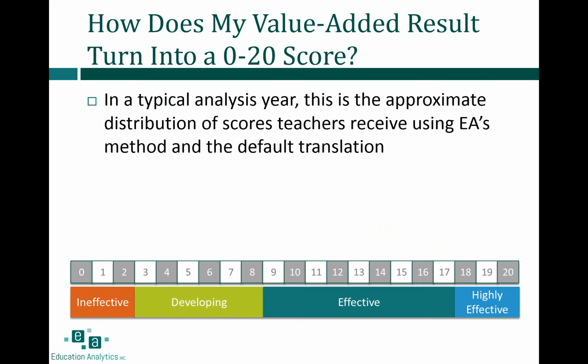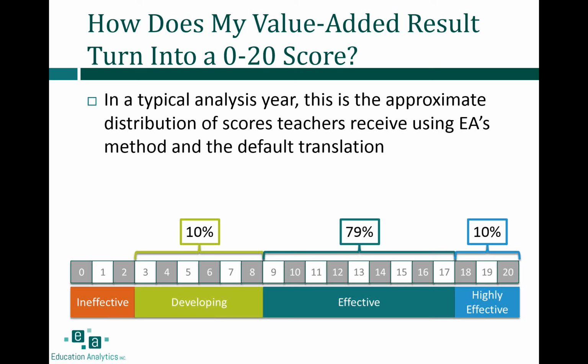In a typical analysis year, this is the approximate distribution of scores teachers receive using Education Analytics' method and the default translation. 79% of teachers end up in the effective range. About 10% of teachers end up in the highly effective range. About 10% are in the developing range. And about 1% of results end up in the ineffective range. This varies a little bit across years, but this is typically what we find using our methodology and the default translation.